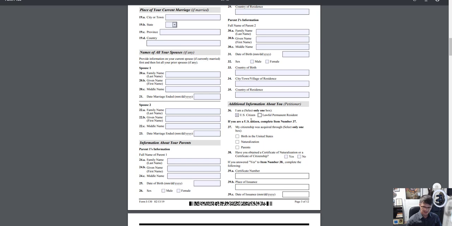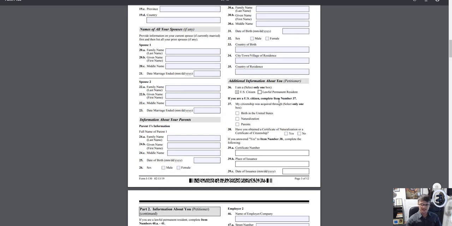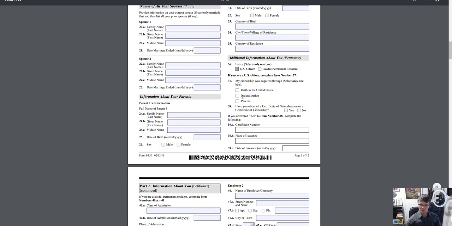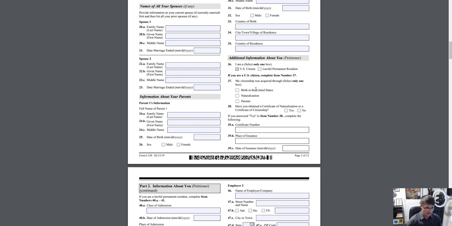Only one box, obviously. U.S. citizen. If you are a U.S. citizen, complete 37. My citizenship was acquired through birth in the United States, or naturalization, or parents. Now, in my case, it would be naturalization. And I am, for some reason, not able to select this here, which is fine. Just make a note that you are not able to select something here, and whenever you print it out, make sure to go back and select it.